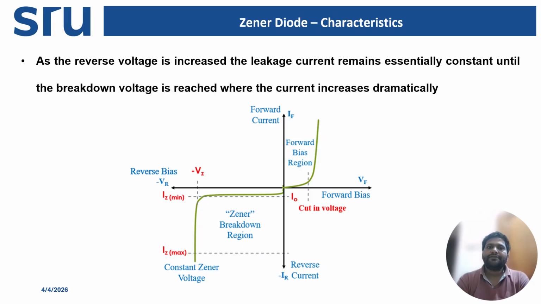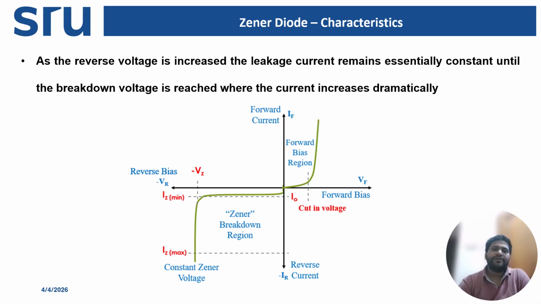So next is the reverse bias region, the left side of the graph. Now look at the left side. When a small voltage VR is applied, only a small reverse current flows. This current is very small and nearly constant. This is called the reverse leakage region, followed by the Zener breakdown region. Now observe the point marked VZ.